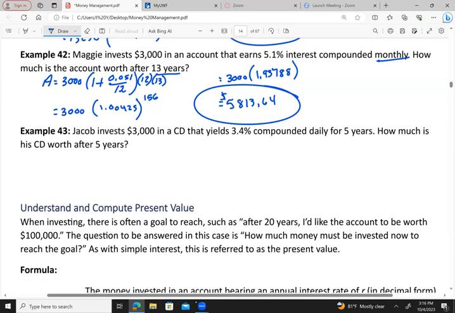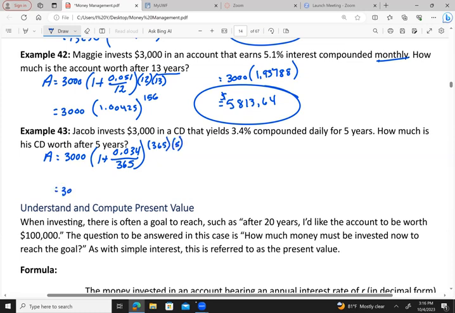So Jacob invests $3,000 in a CD that yields 3.4% compounded daily for 5 years. How much is the CD worth after 5 years? So again, we start with A equals 3,000 times 1 plus, now this is going to get kind of wild, 0.034 over 365, daily, 365 days a year. Then we need N again, 365 times the number of years, 5.